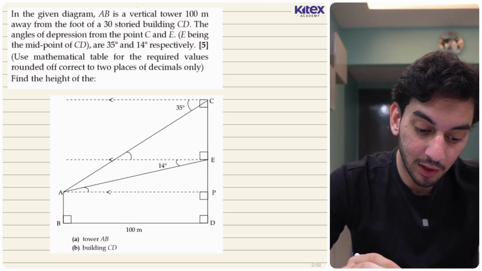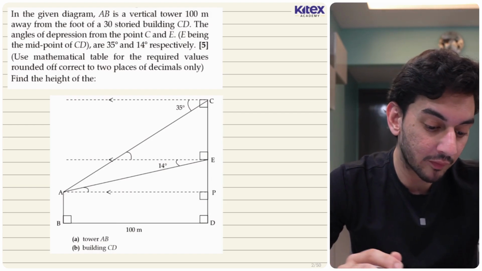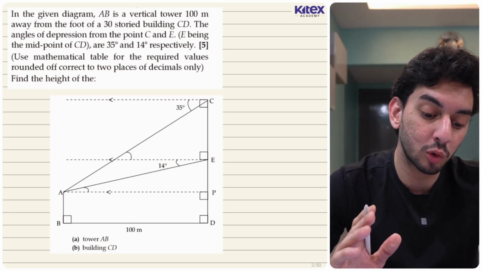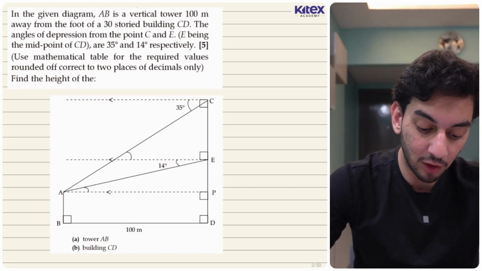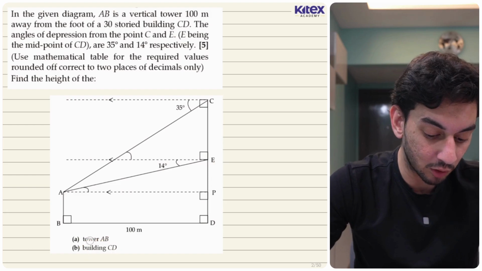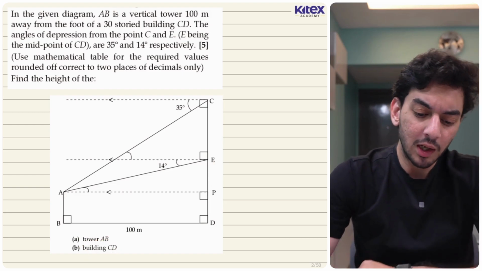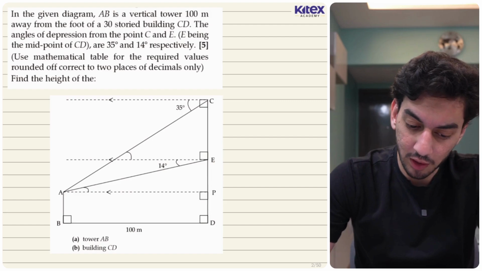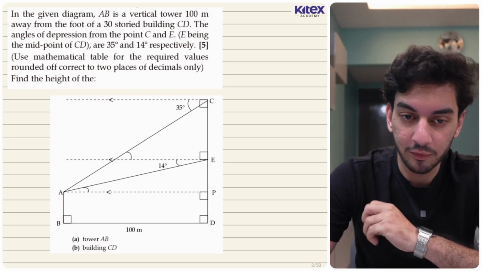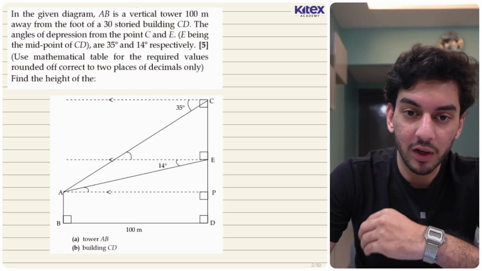What else do we have over here? It says use mathematical table for the required values, and that has to be up to 2 decimal places. And find the height of tower AB and the building CD. We need these two things. Let us try to figure out a few things over here. I can see a few right angle triangles, but I would prefer naming a few things.